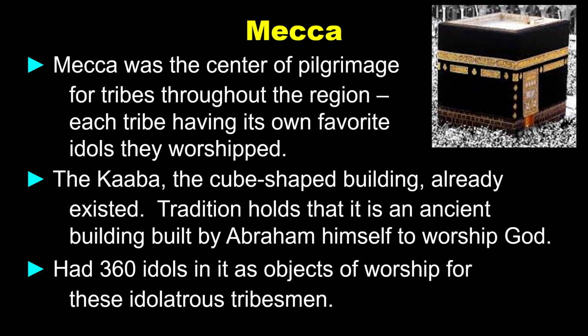The city of Mecca was a very important center of trade and commerce. Mecca was the center of pilgrimage of tribes throughout the region, each tribe having its own favorite idols they worshipped. The Kaaba, the cube-shaped building, already existed. Tradition holds that it is an ancient building built by Abraham himself to worship God. A black stone in one of the corners was placed there by Abraham, but had long ago reverted to the worship of idols by Muhammad's time. According to legend, it had 360 idols in it as objects of worship for these idolatrous tribesmen.